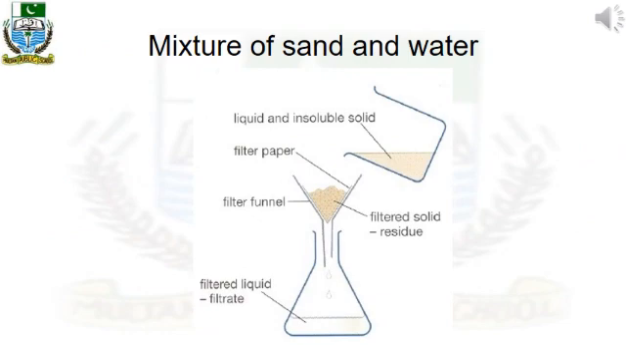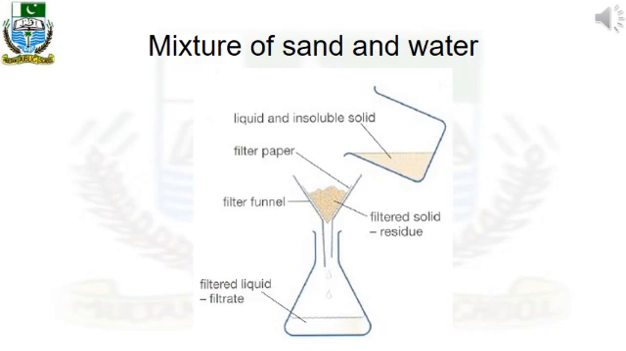The simplest example that can be used to understand the process of filtration is the separation of sand from a mixture of sand and water. For this process, first of all we have to stir the mixture properly. Then pour the mixture into a filter funnel that is lined with the filter paper. The second step is collection of the filtrate. The filtrate in this process is water which passes through the filter paper and is collected in a conical flask or beaker.